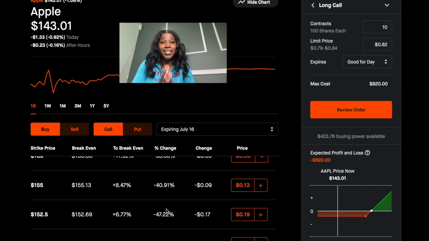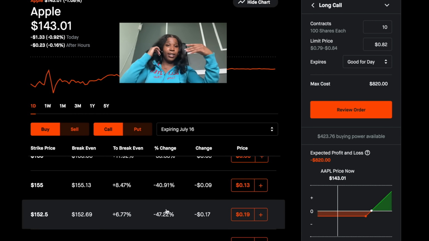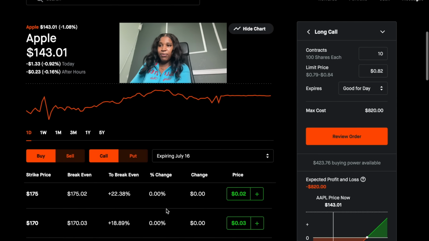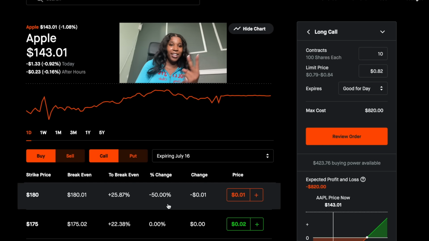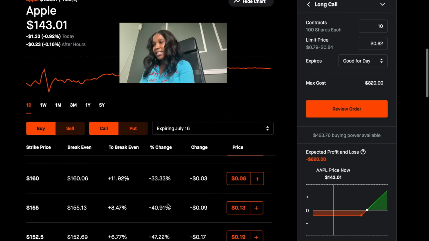But if you do get into these, you can honestly flip them like crazy. You really can, because think about it. If this $1 contract goes to $2, that's 100% return. So that's just how I would kind of put it.